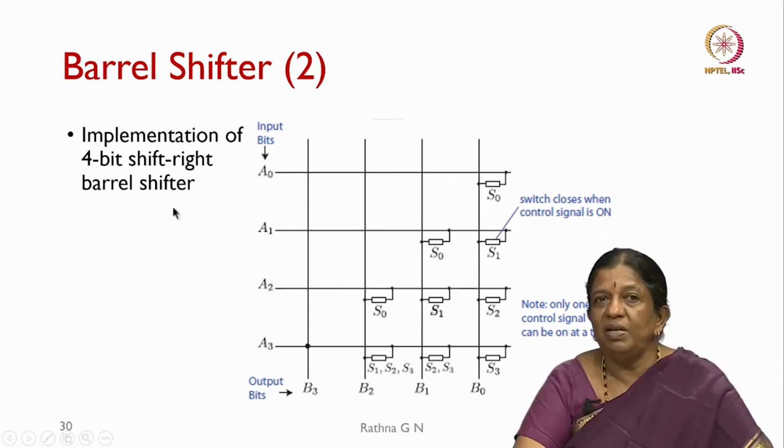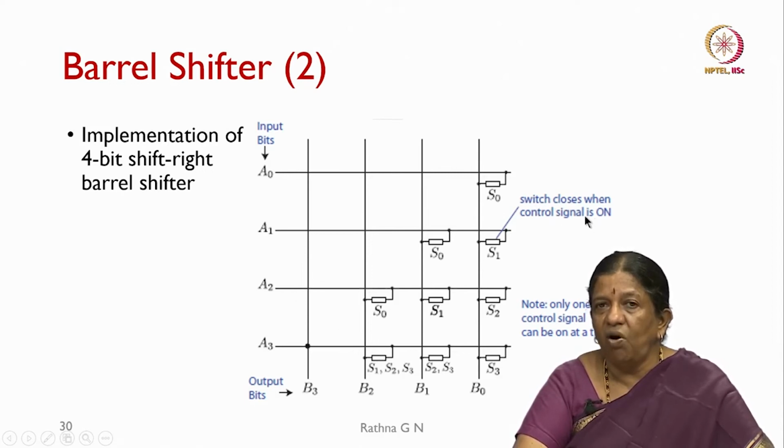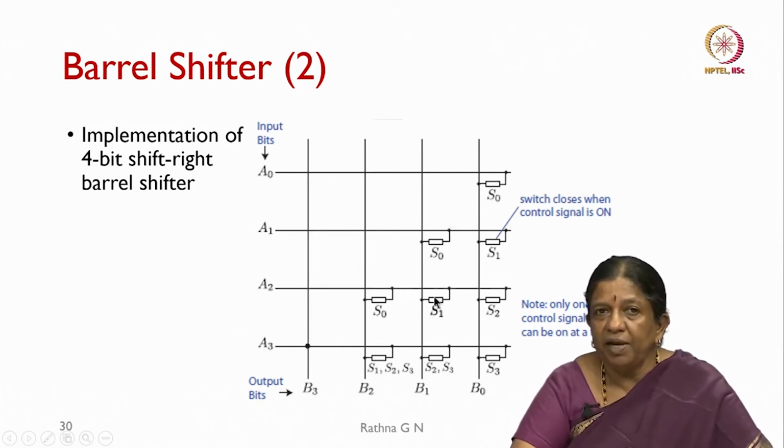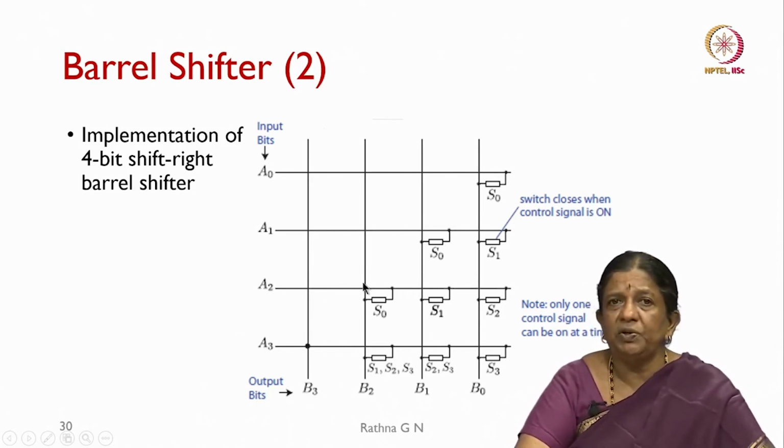We have taken as an example a 4-bit shift right barrel shifter designed here. You will see A0, A1, A2, A3 are the bit inputs, and the outputs are going to be B0, B1, B2, B3. The input bits will be going into this, as we will see in a while. And we have switches S0, S1, S2 and S3; when a switch is closed the control signal is on, and only one switch can be operated at a time. So, we will see how this right operation is going to help us.